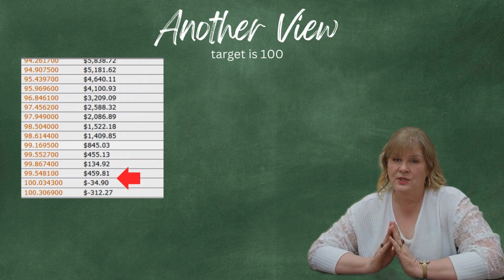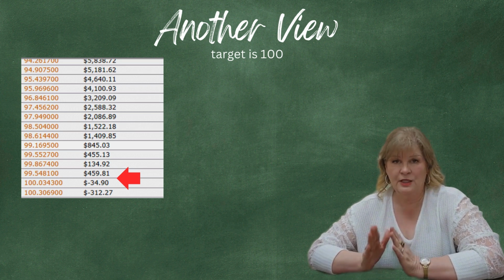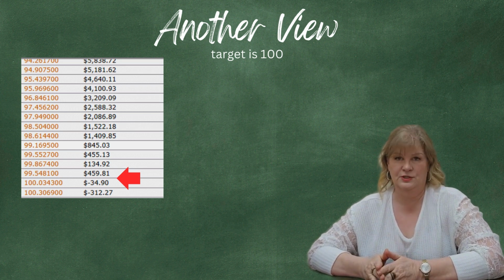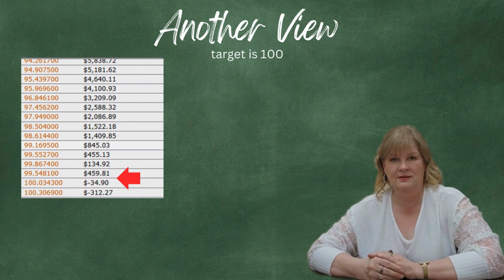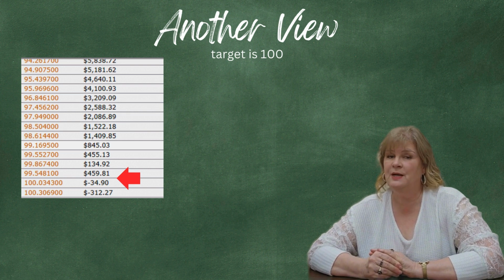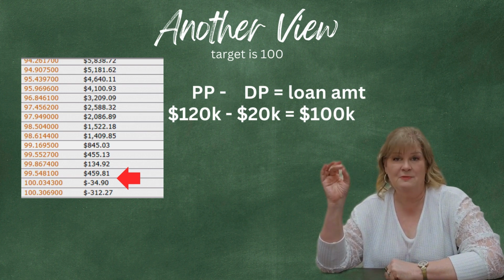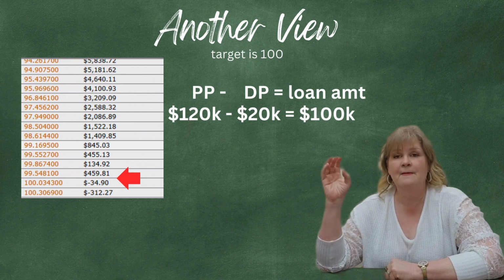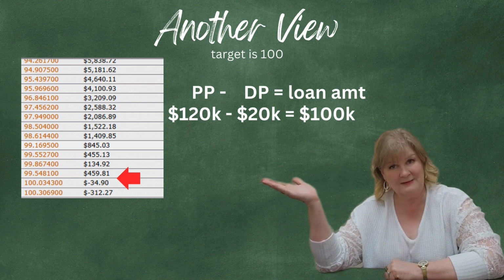Mortgage discount points are upfront fees paid to the lender at closing in exchange for a lower interest rate. Each point typically costs 1% of the loan amount and can reduce the interest rate by just a fraction of a percentage point. Here's how they work. If we have the purchase price minus down payment, that's the loan amount. So if we have $120,000 minus $20,000, our purchase price is $100,000, correct?